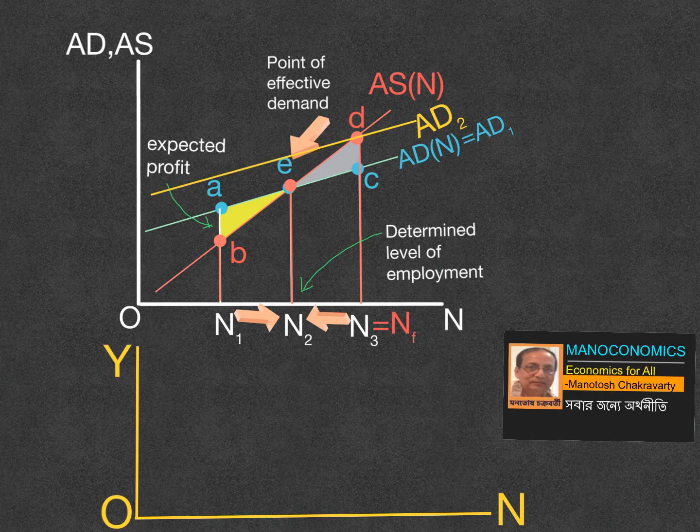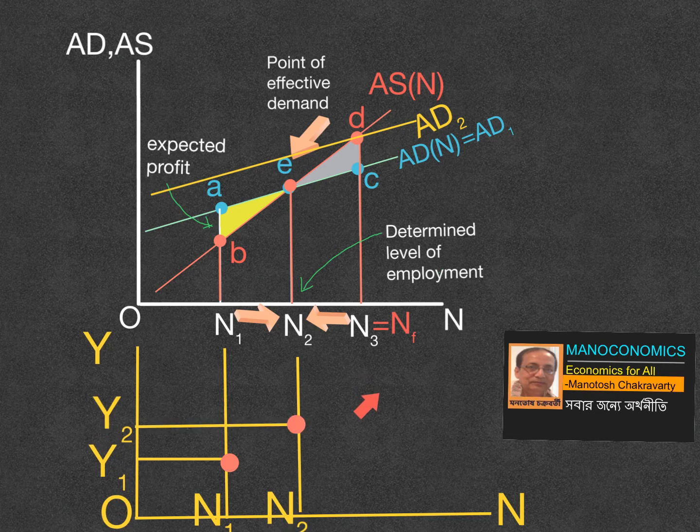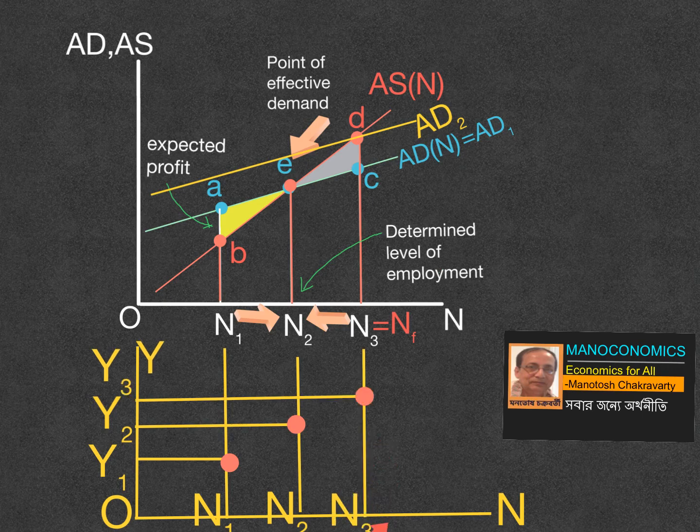At the level N1 of employment, the output or income level is OY1. At the level N2 of employment, the income level is OY2, and at the level of employment ON3, we get the income level OY3. In this way, we can show that output or income depends upon the level of employment.